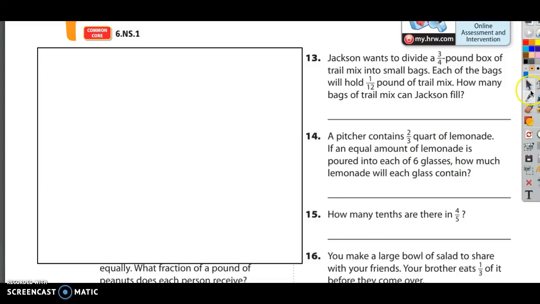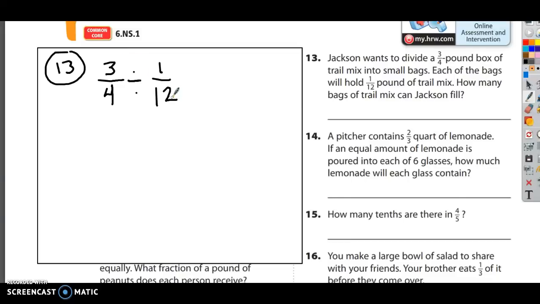Number 13 reads, Jackson wants to divide 3/4 pound of box of trail mix into small bags. Each of the bags will hold 1/12 pound of trail mix. How many bags of trail mix can Jackson fill? So we're going to take 3/4. We're going to divide that by 1/12.